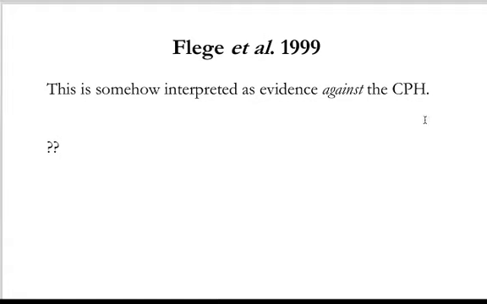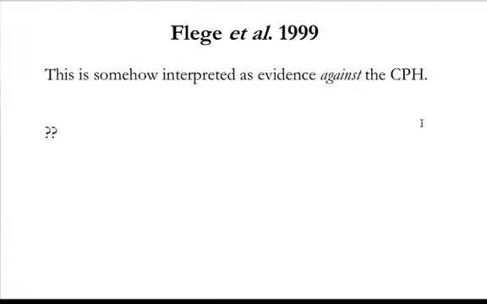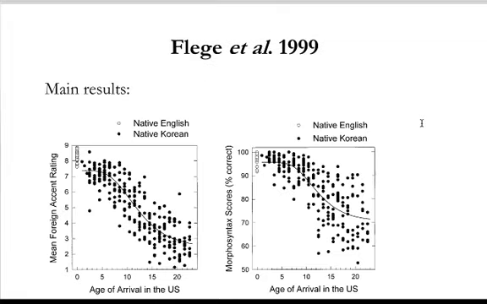Somehow, Flege and colleagues interpret this as evidence against the critical period hypothesis, which, as many times as I look back at this paper, I wonder how this ever got into publication. I don't understand the reasoning here. It's really pretty odd to me. This seems like clear evidence.